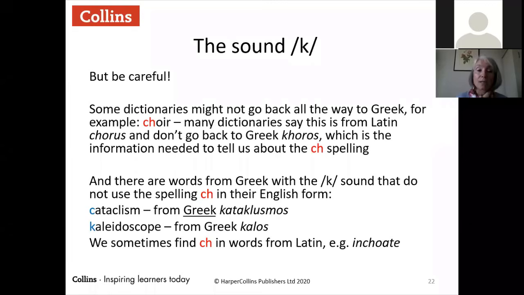But these words come from a different letter of the Greek alphabet. So cataclysm, which is from Greek, is spelled with a C, and kaleidoscope, which is Greek, is spelled with a K. And we can sometimes find words from Latin that have CH for the spelling K as well, inchoate. But it's a useful clue. The chances are, if it's an unusual word and it's from Greek and it's got the sound K in it, and you're stuck for how to spell it, it's a safe bet to go for CH if it's completely unfamiliar. But it's not completely 100% a rule.